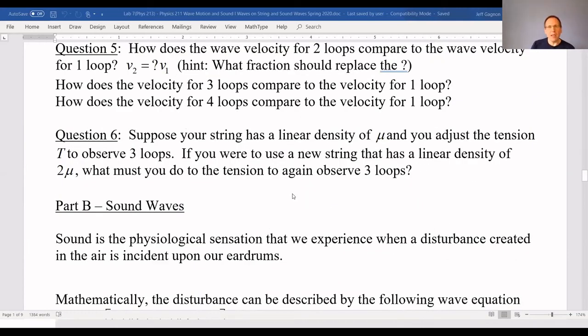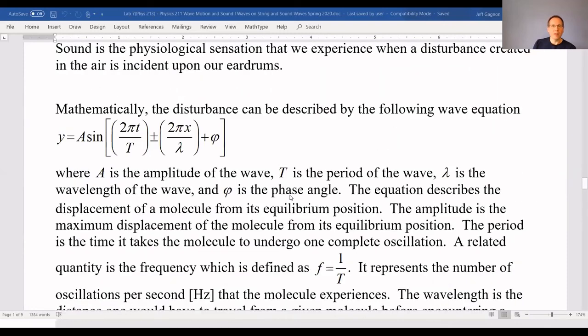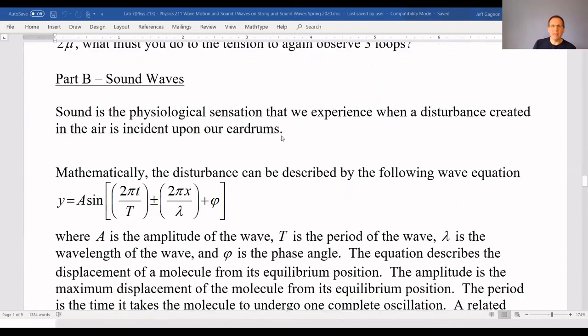And then part B is with the sound waves, right? So the wave in the tube, the sound wave in the tube. So here's the background information. It's exactly the same traveling wave equation, except now it's a longitudinal wave as opposed to a transverse wave.